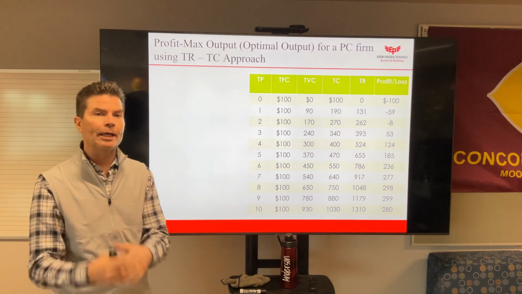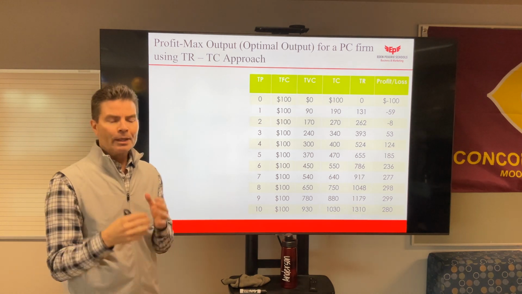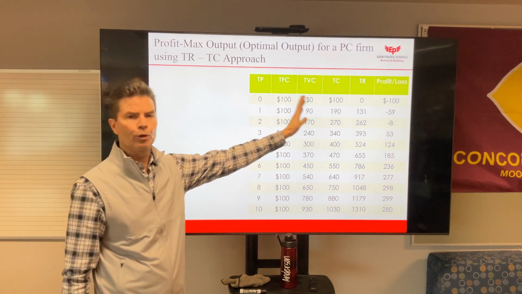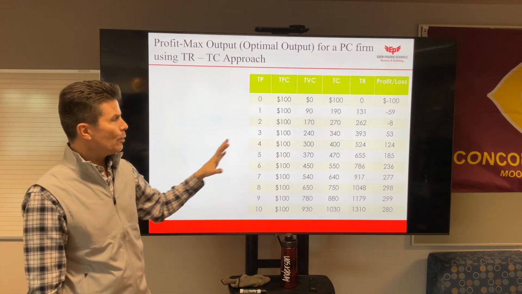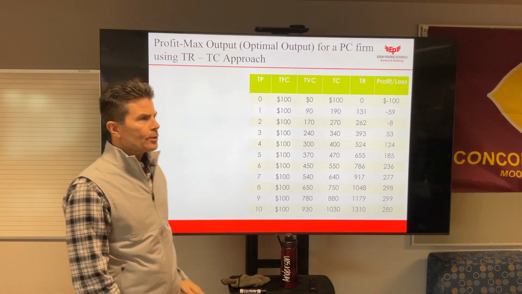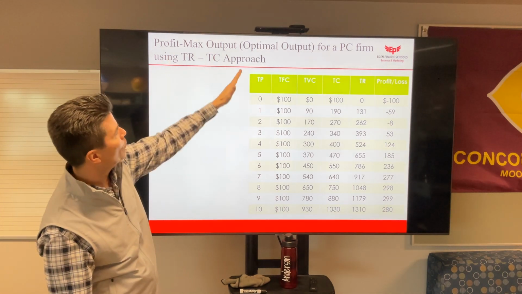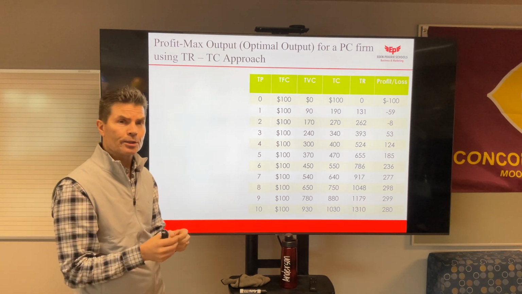So we're going to do some calculations. I do believe you have these numbers in your notes packet. This is looking at total numbers only. We're not looking at averages yet. Averages are going to be in a couple of slides. So this is finding the profit maximizing output for a perfectly competitive firm using the total revenue and total cost approach.